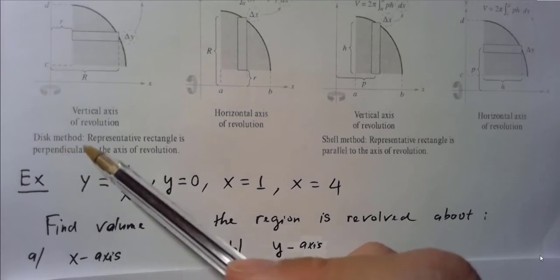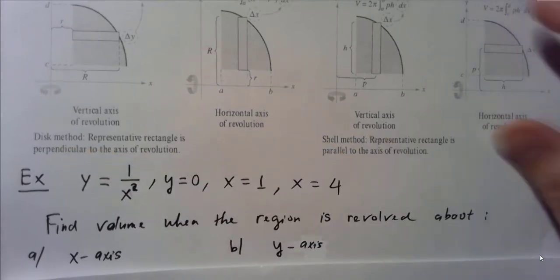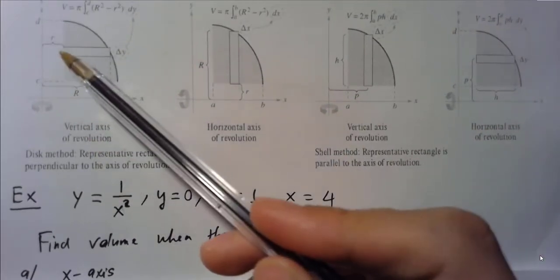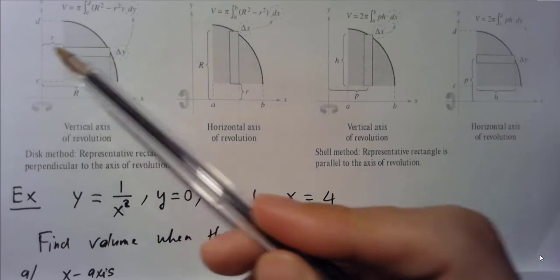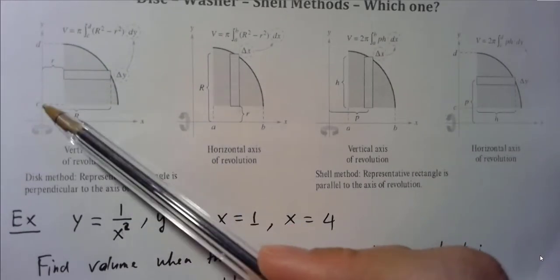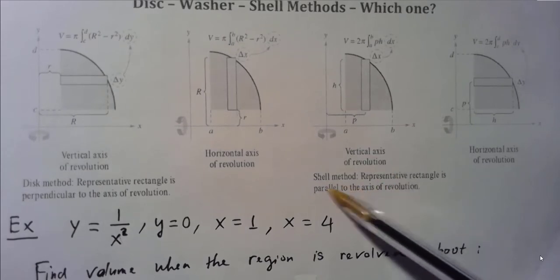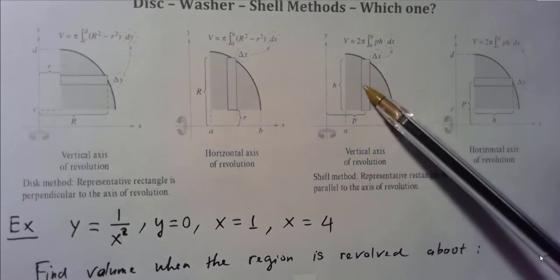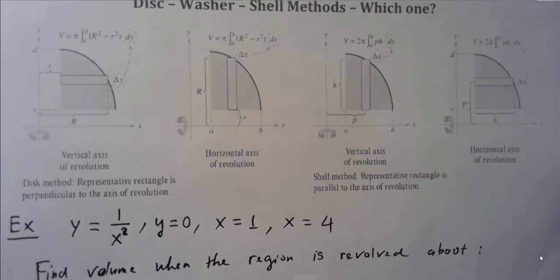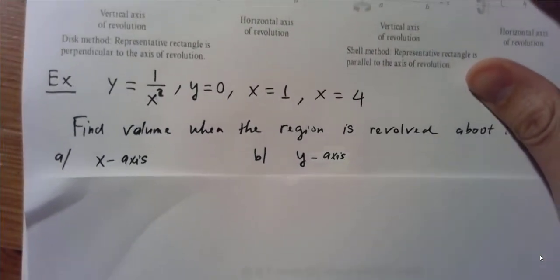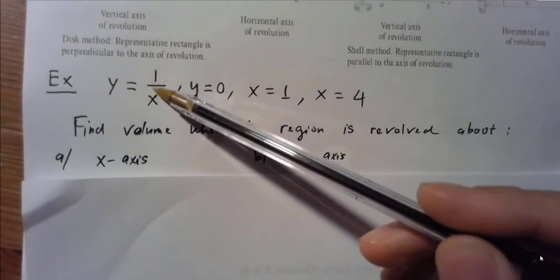Okay, and see which method should I use here. The disk, the washer, or the shell method. For the disk method, we place the rectangle perpendicular to the axis of revolution. For the shell method, we place the rectangle parallel to the axis of revolution. So first thing is I must draw the region.